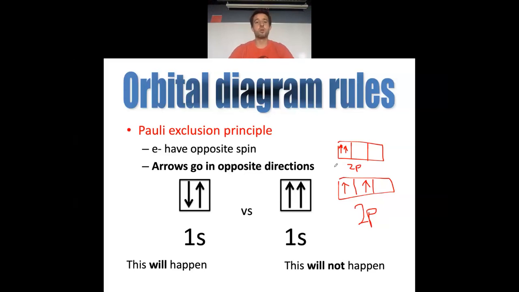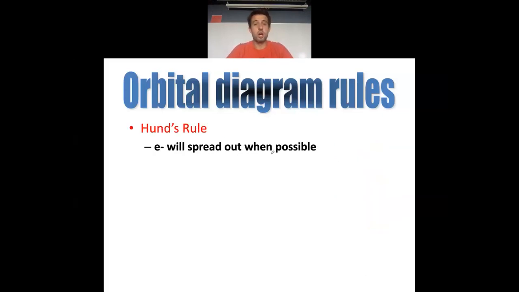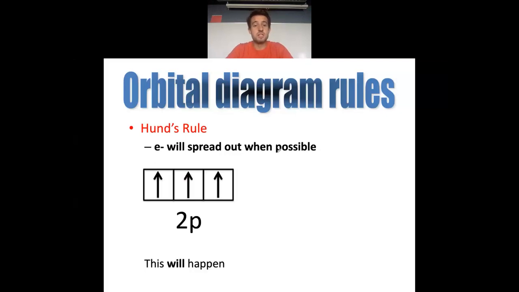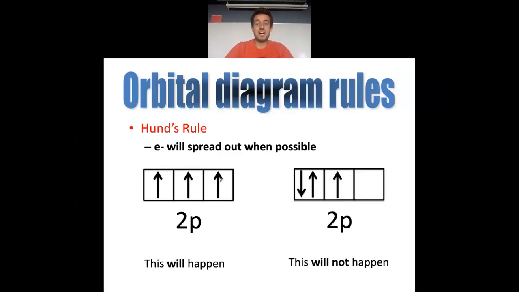Great. Moving along here, we have Hund's rule. Hund says electrons will spread out when possible. What that means is if you have three p electrons, so 2p3, notice how they're all up arrows and they're all one per box. What you won't see is them kind of packed together. Kind of the idea is electrons like their space.